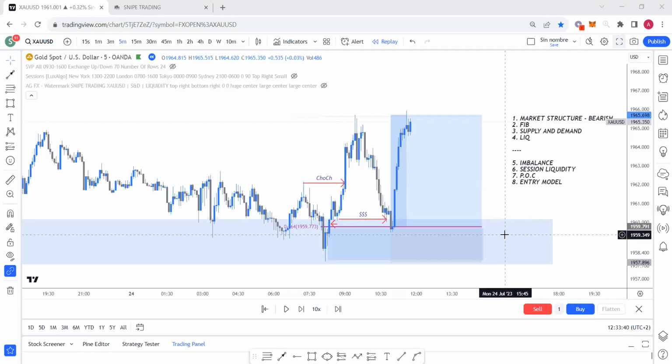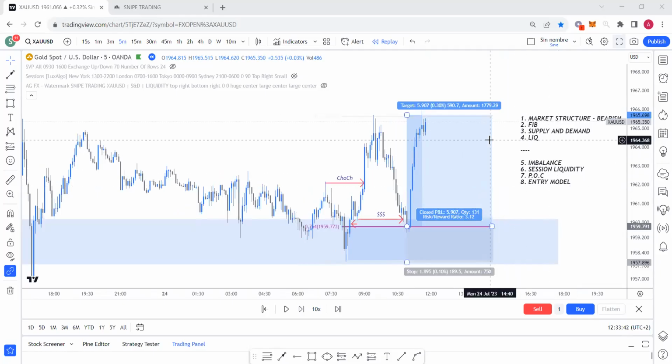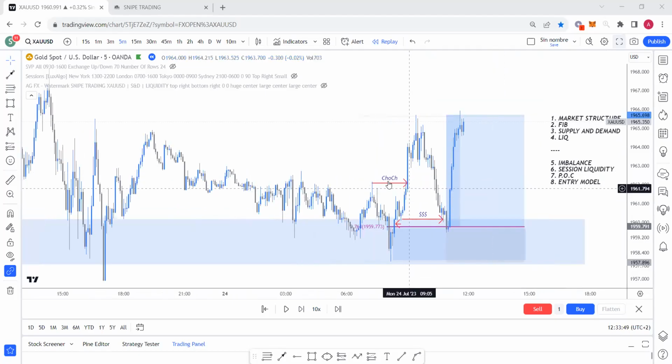Do I trade once there is a change of character or break of structure? I always look at market structure before I place any trade. So in this case, I have this change of character, then I look for a trade. But why did this change of character work?